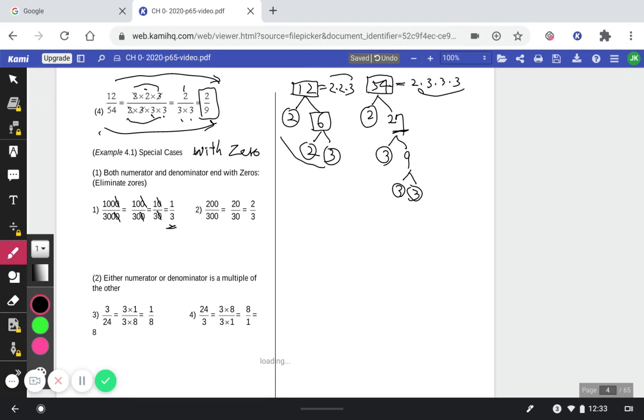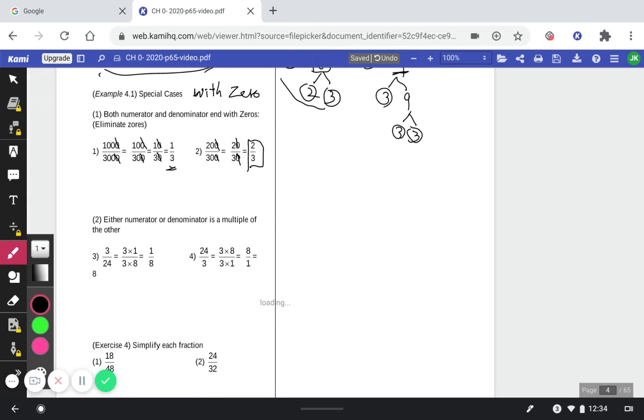So, in other words, you can just reduce the same number of zeros on the top with the same number of zeros on the bottom, and cancel them out. So again, 200 out of 300 can be reduced to 20 out of 30, and 20 out of 30 can be reduced to 2/3. So that's with the zeros.